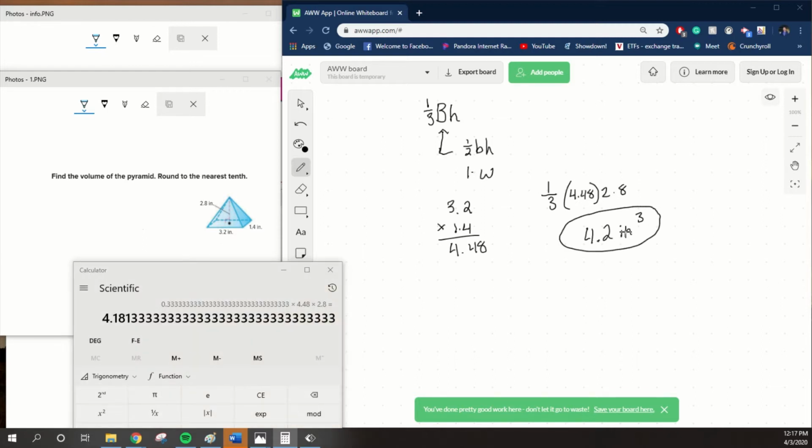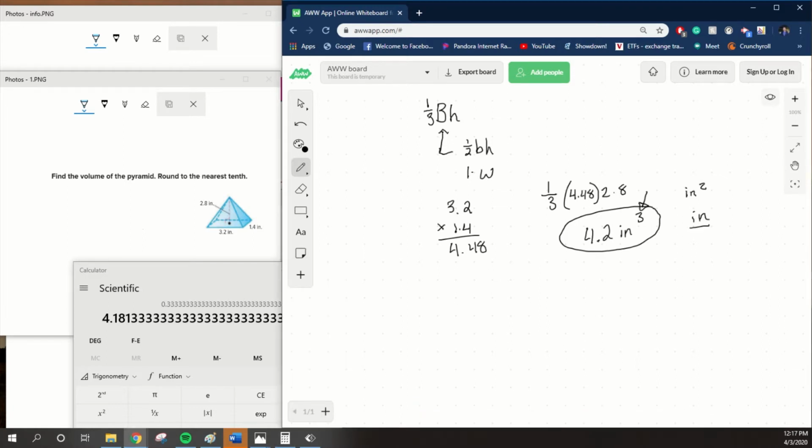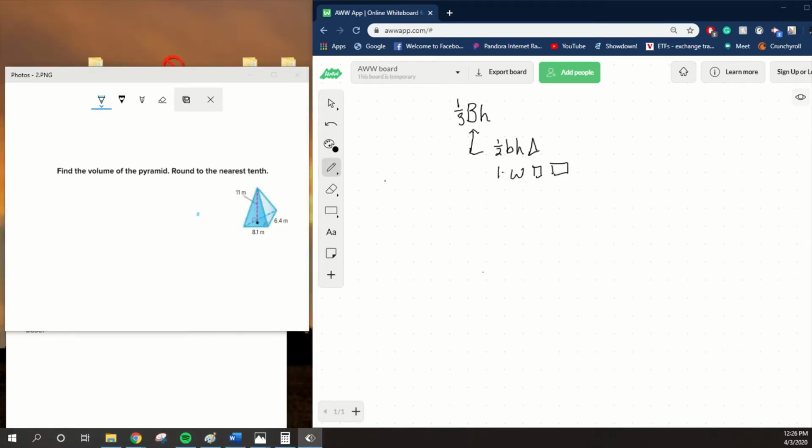Remember, volume is cubed. Surface area we have squared, or area we have squared. And if we're finding perimeter or circumference, then we just have regular units. But with volume, we're cubing our units. Don't forget that.